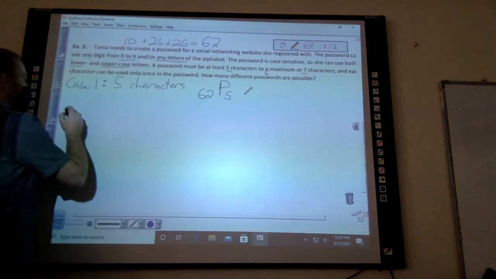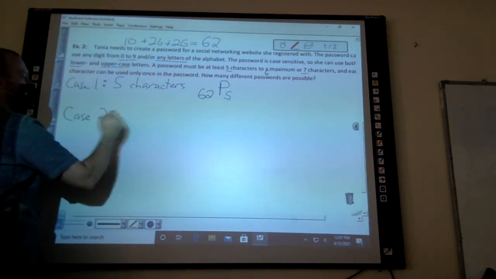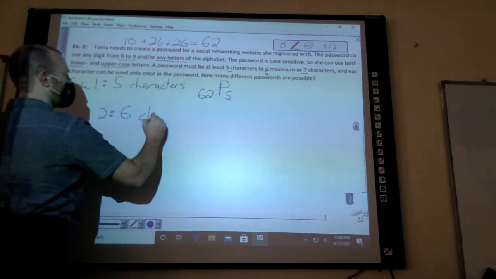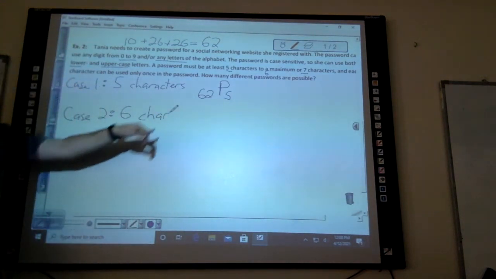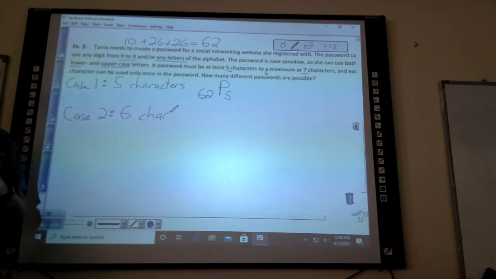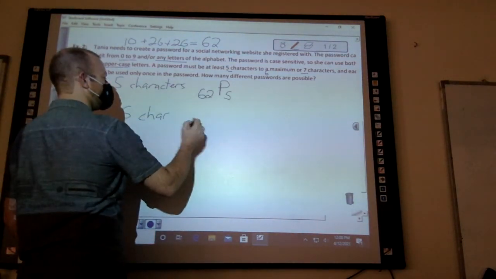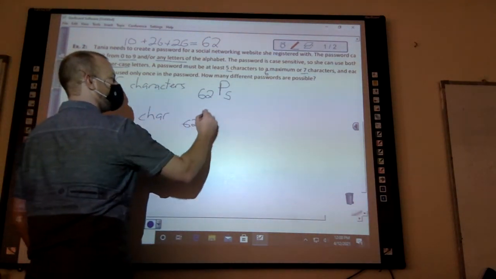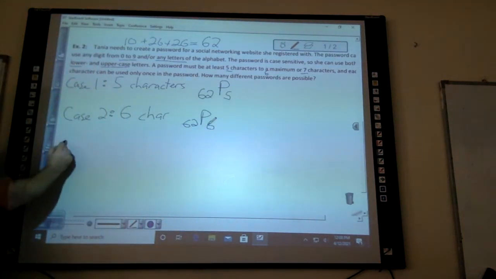Now let's look at case number 2. This is if I have 6 characters. So what would be my permutation equation for this, do you think? Yeah, exactly. So if I've got 6 characters, it'll be 62 P6. And again, you can just plug that in the calculator. So not too bad.